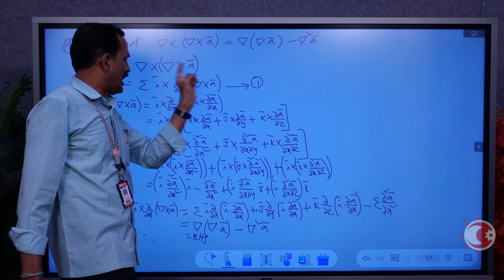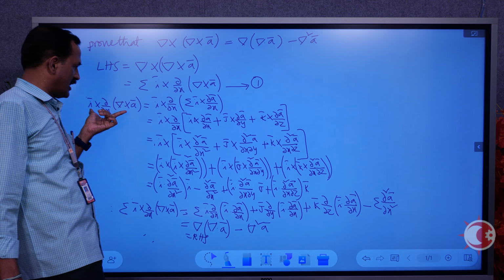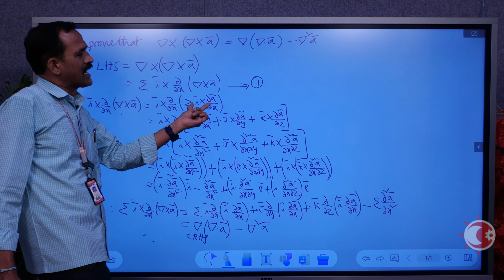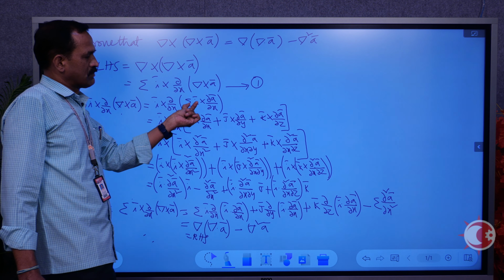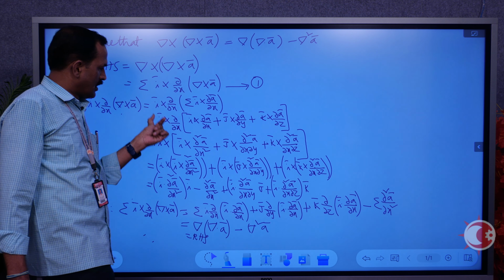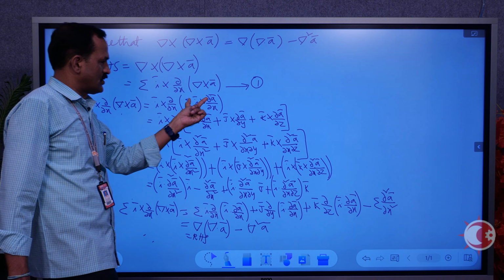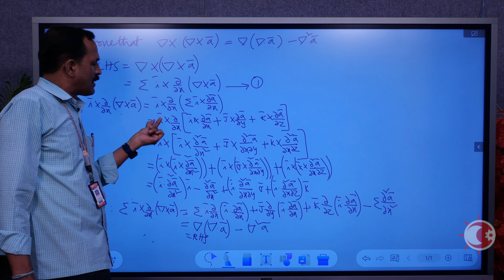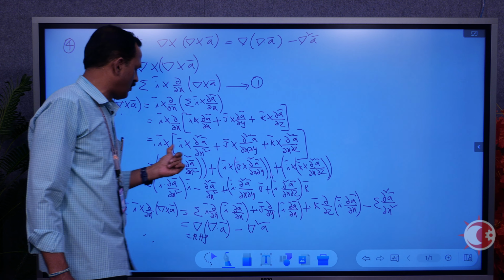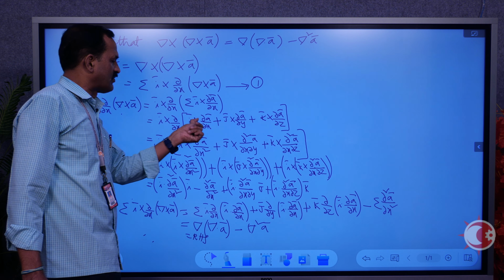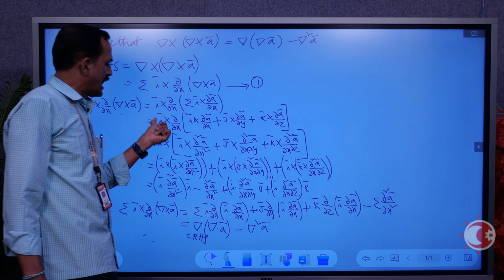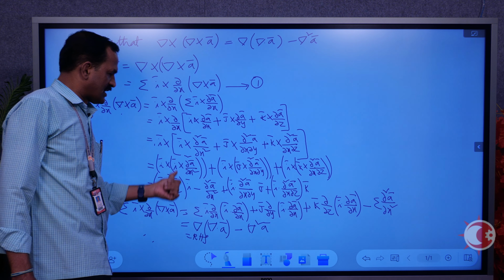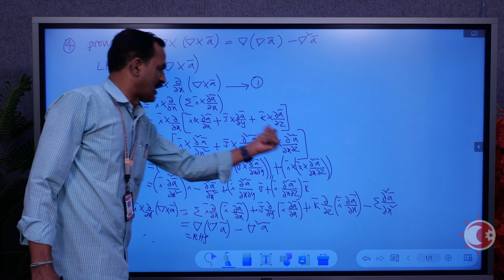Now take the part after sigma. So taking that I bar cross dou by dou x of that del cross a bar. Again applying the definition of curl, sigma I bar cross dou a bar by dou x. I bar cross dou by dou x as it is. Now expand that sigma, we will get 3 terms. Now expand this I bar cross dou by dou x to each and every term. We will get this I bar cross dou by dou x of this, I bar cross dou by dou x of this, I bar cross dou by dou x of this. We will get 3 terms. And I bar cross of that, I bar cross of this, and I bar cross of this.